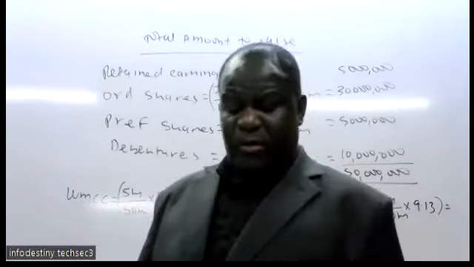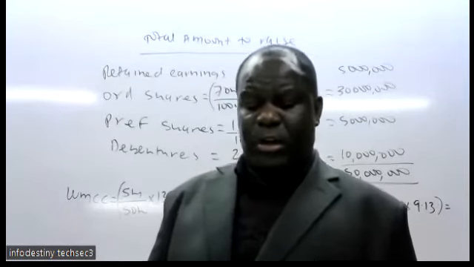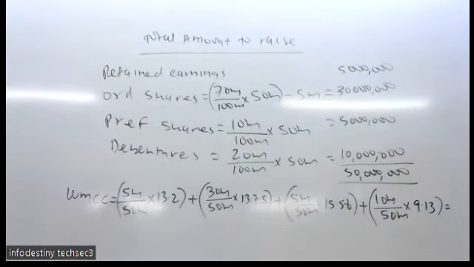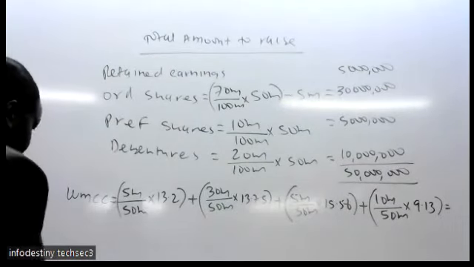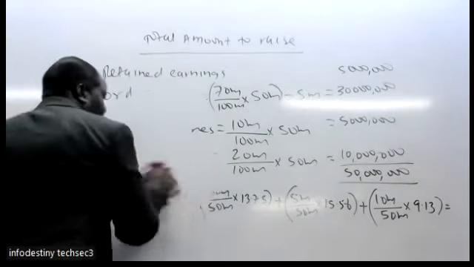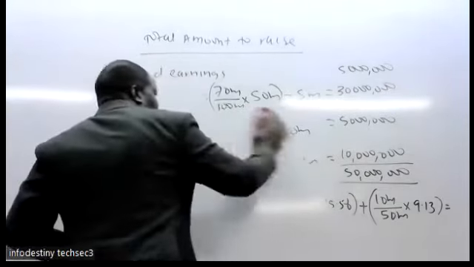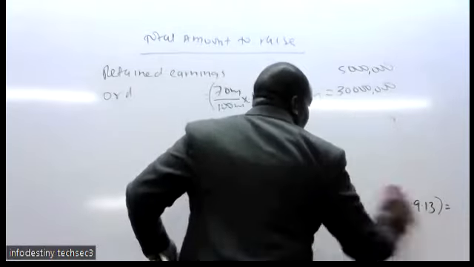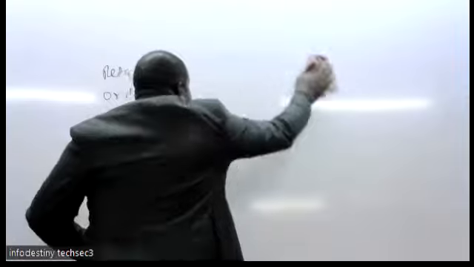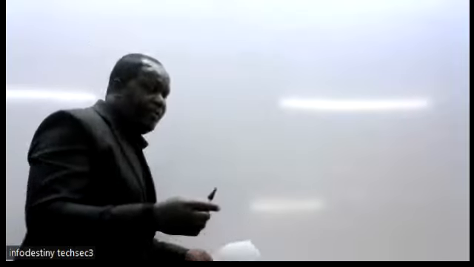So we can start off with the Roman letter one, total capital to be raised, net of the flotation cost. Total capital being raised, net of the flotation cost. So total capital to be raised.